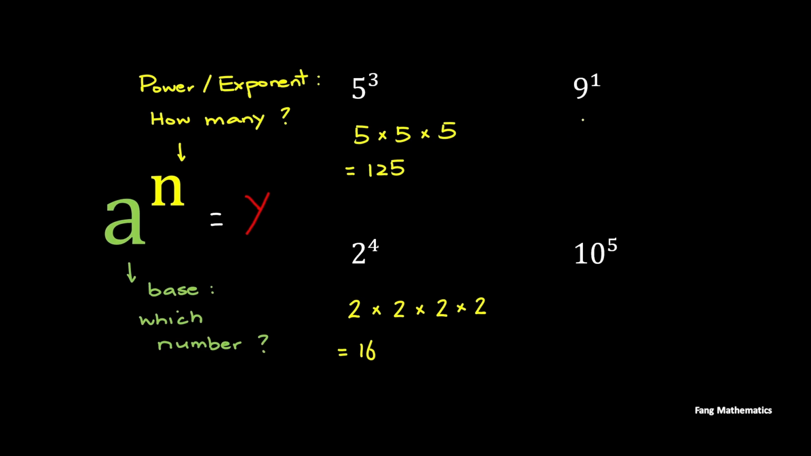Moving on, you have 9 to the power of 1. So 9 is the base. It's being multiplied 1 time, so it's just equal to 9. And the last, you have 10 to the power of 5. So 10 is being multiplied 5 times. And I believe you should get your answer as 100,000.